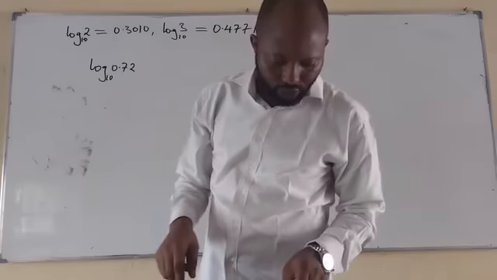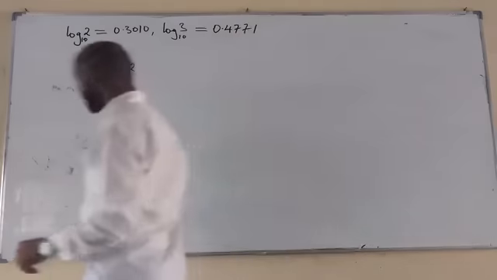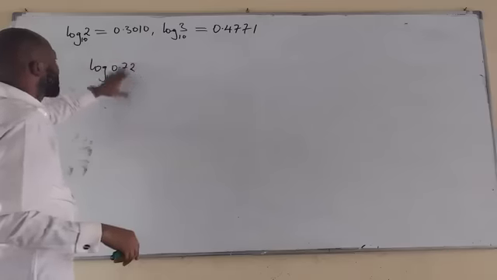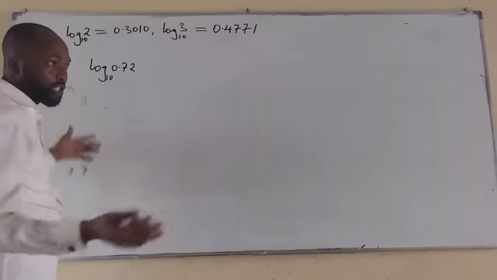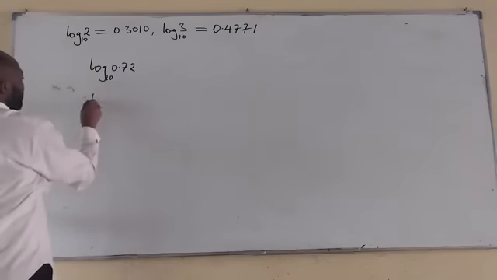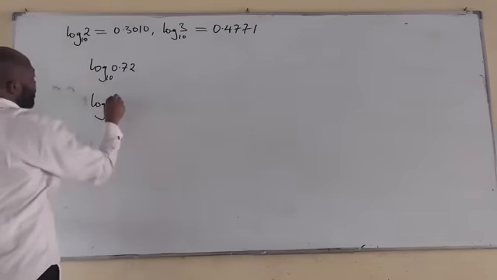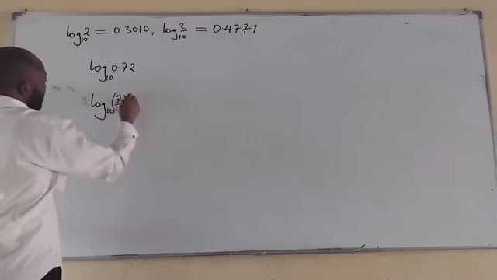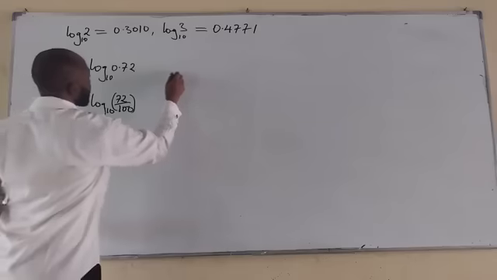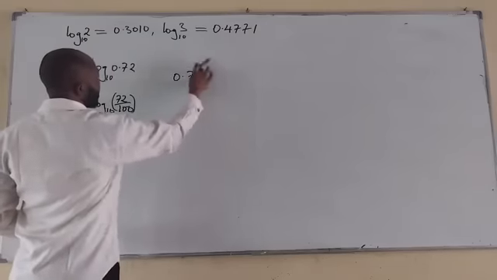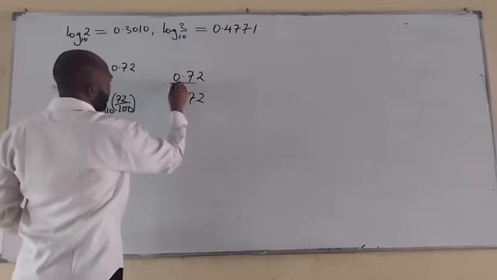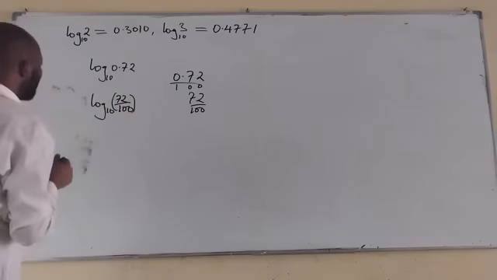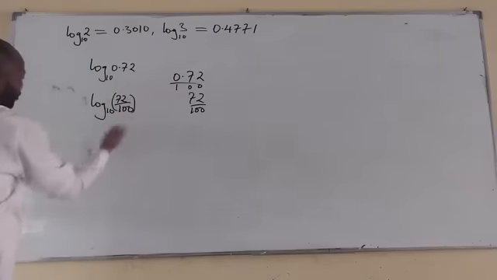Okay, I've seen it. 0.72. So first of all, this is 0.72. We have to convert it into a fractional value. So this becomes the log in base 10, 72 over 100. So that is what it means. The real variable here is 72 over 100. So I now have log, open bracket, 72 over 100.